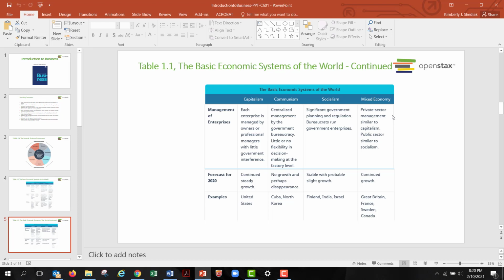Then we see management of enterprises, forecast, and examples. And again, this version of our text was from 2020, so that's why it still has that forecast for 2020. As soon as the new version comes out, that will be updated. And of course, an example of capitalism would be here in the United States.